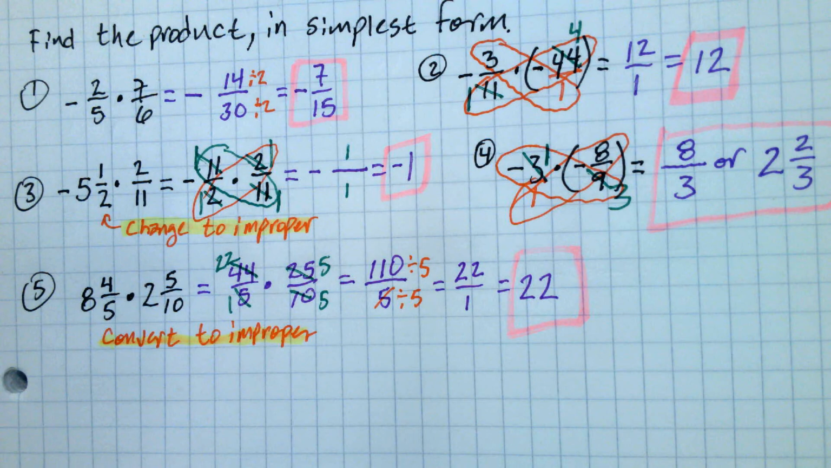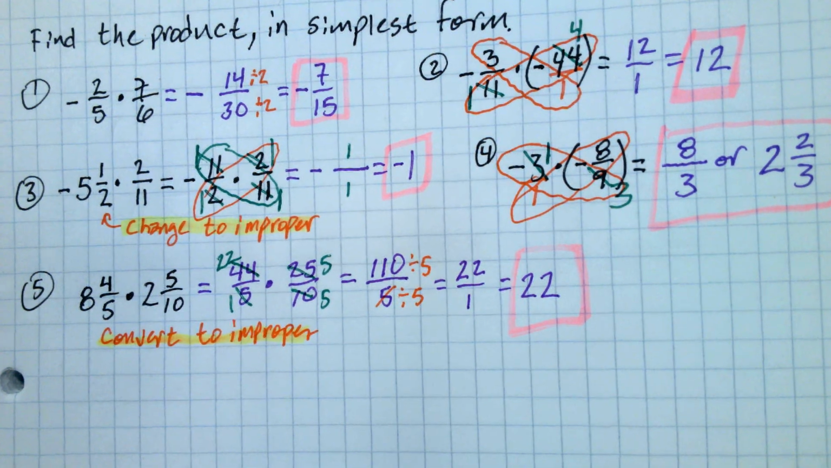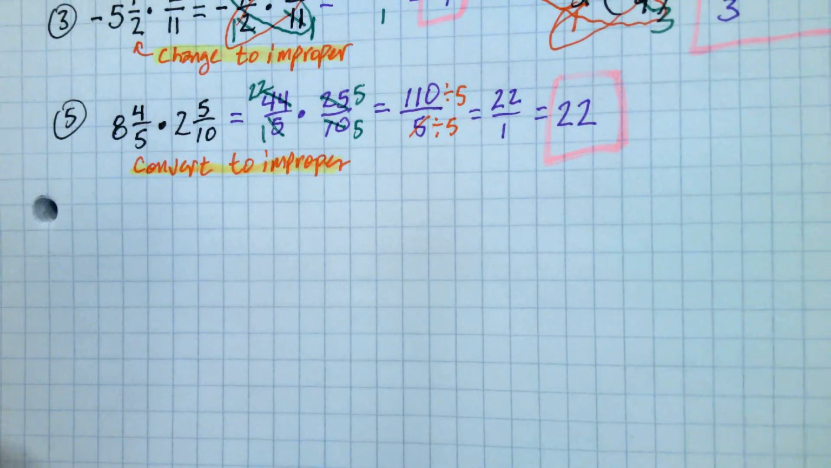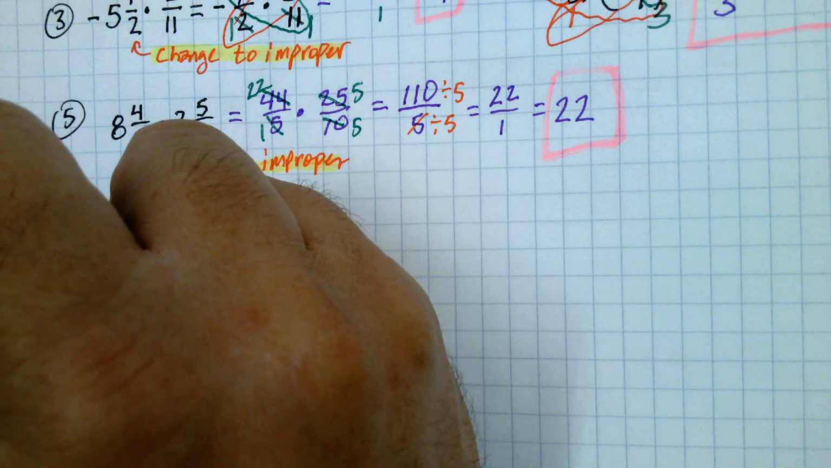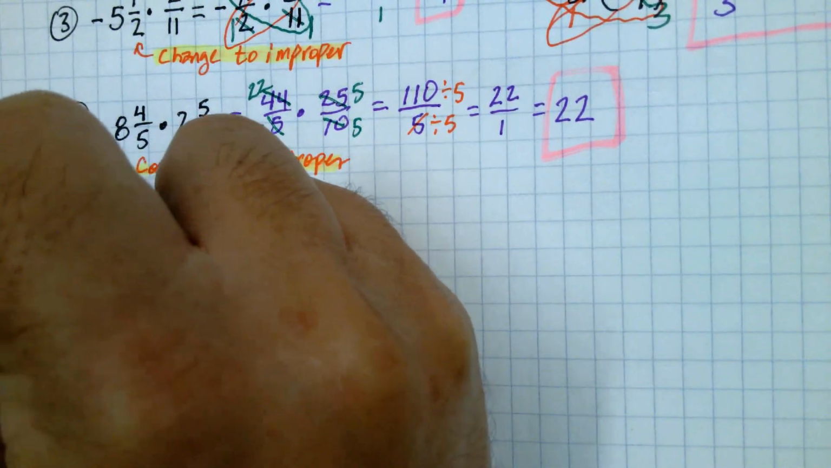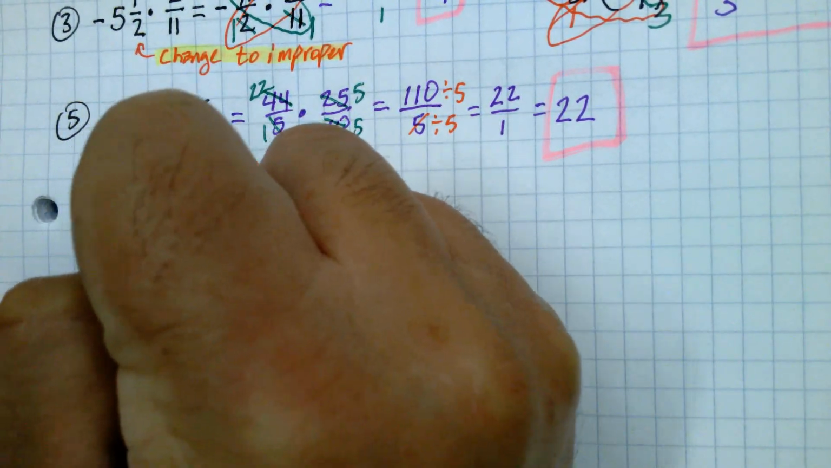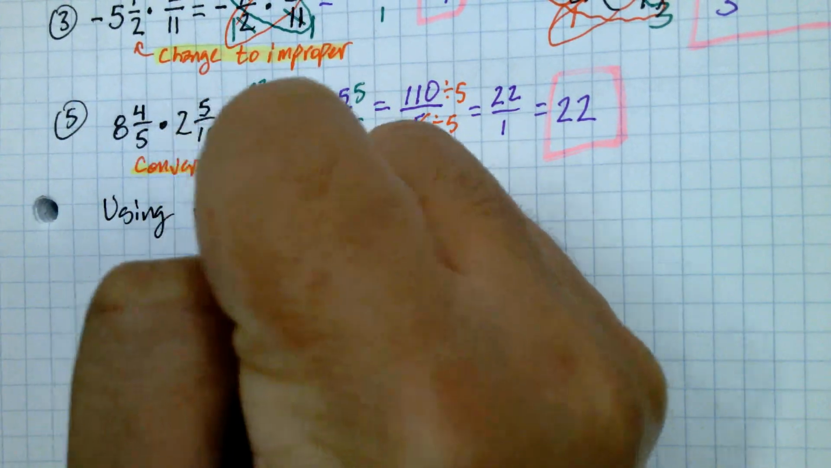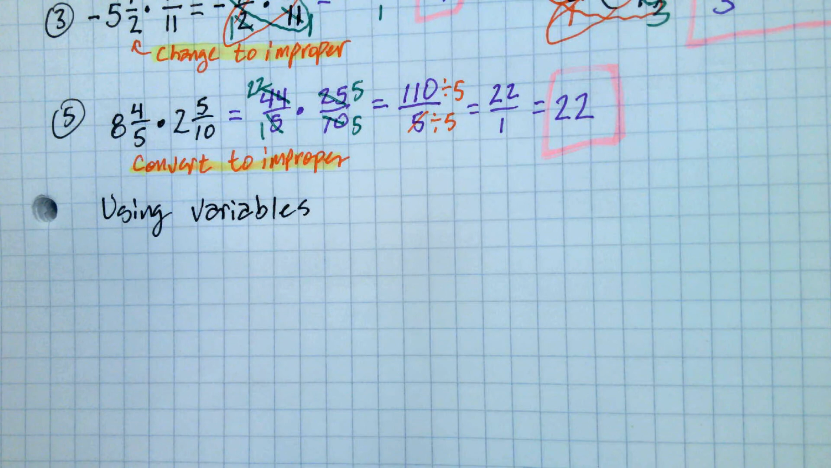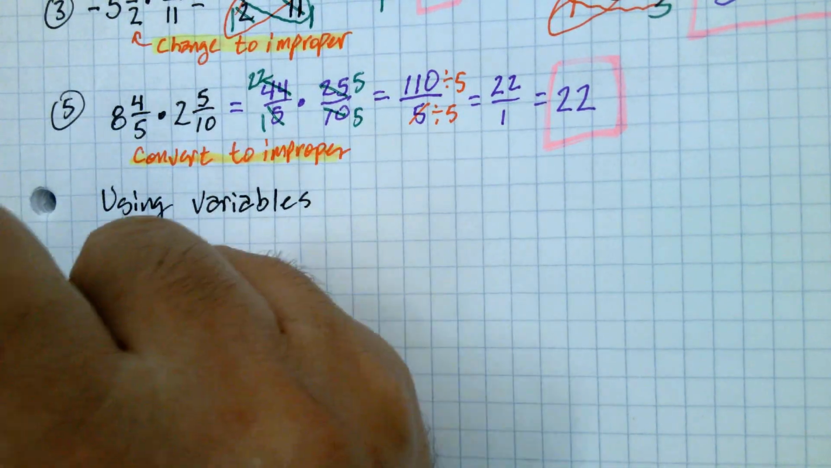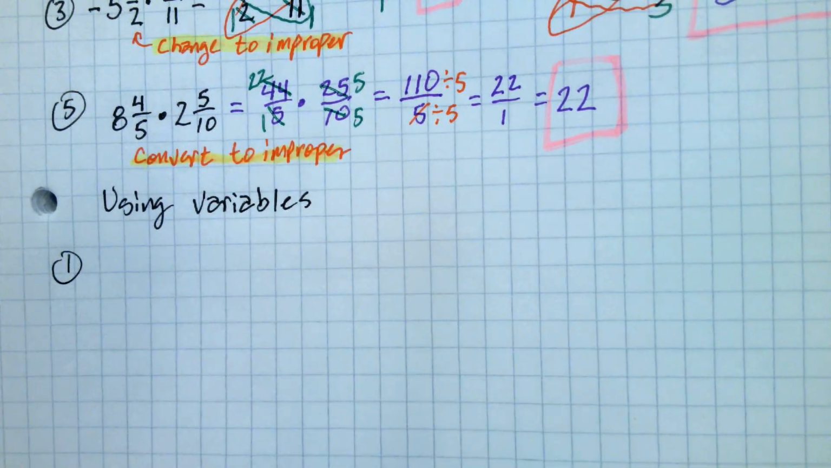So let's use all of that when we have variables. So we're going to do a few examples here where we're going to have variables. It's still the same idea. So we're going to be using variables. And variables are letters, right? But the letters behave as numbers. So here's the first one.